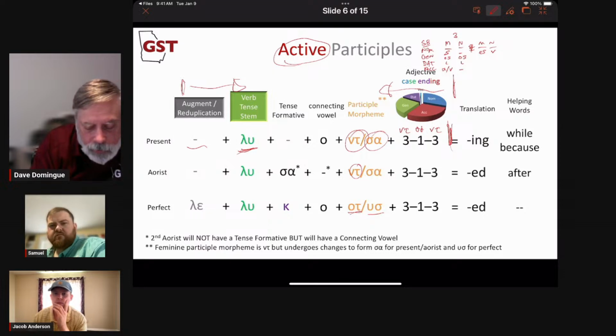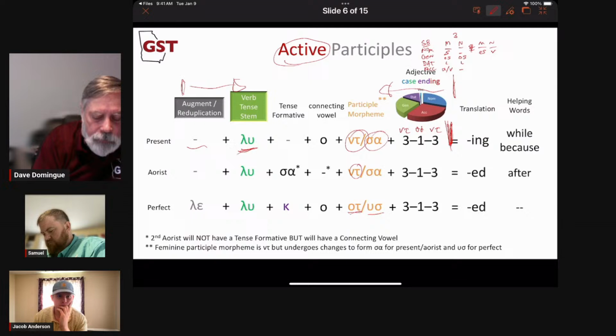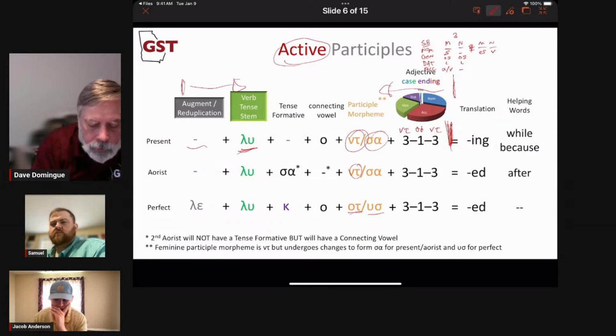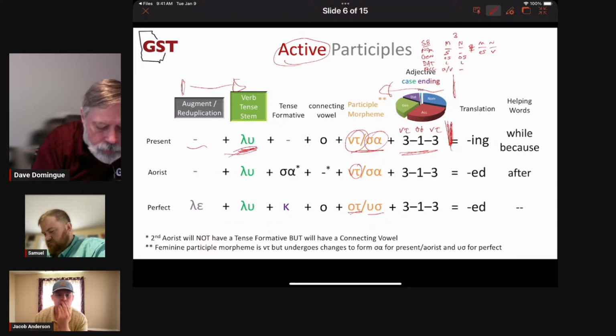So working from the outside in, on the right side, moving towards the middle, we have our 313 declension case endings. And then we have our participle morpheme that now connects that adjectival function to the verbal function, which started with our present tense stem. And there is no tense formative, but we do have the connecting vowel. So pretty straightforward here. Now, why is there, well, we'll get to that in a minute.